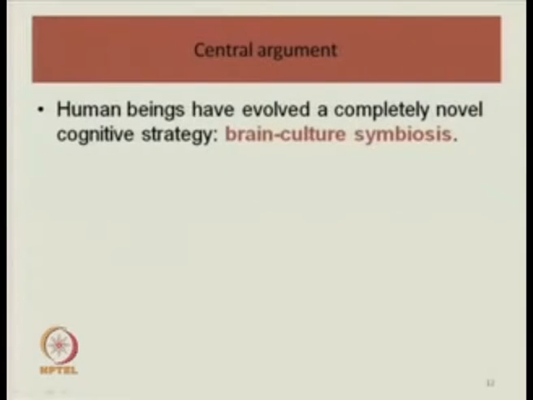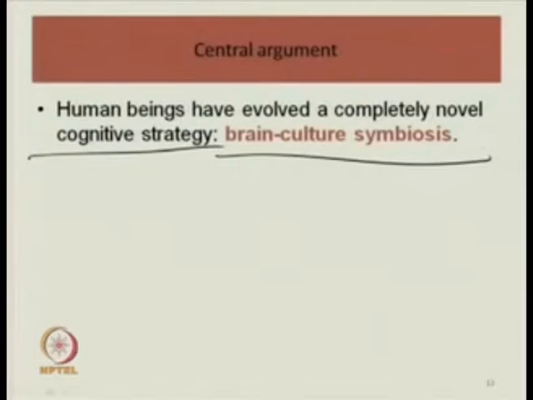The central argument in Donald's text is this, and that is why we need, since we are doing cultural studies, we need this text. Human beings have evolved a completely novel cognitive strategy compared to other animals, and this cognitive strategy is our brain-culture symbiosis. This is also known as co-evolution. We have a whole theory of co-evolution, and this strategy was developed singularly by Homo sapiens, by the human species.